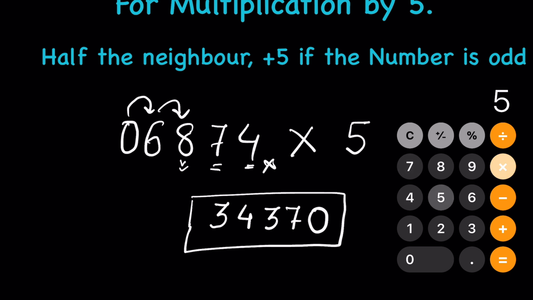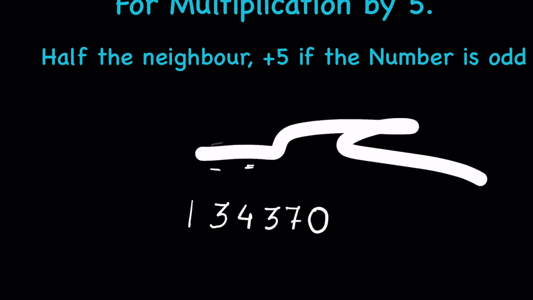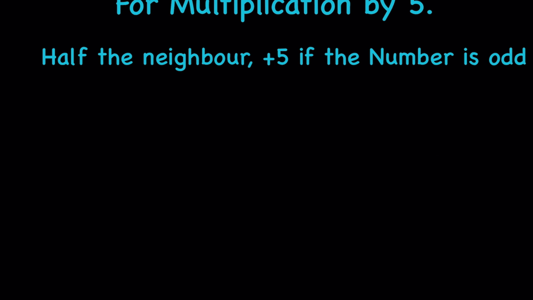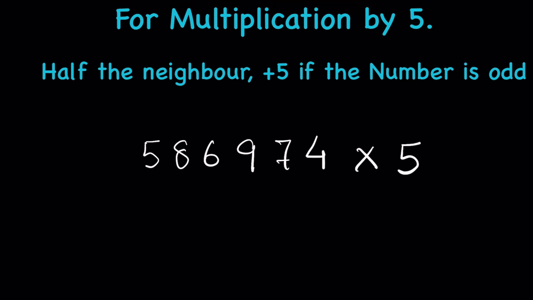6874 times 5 is equal to 34370. The answer is correct. Do you want to check with bigger numbers? Let's do it. Let's take a much bigger number. Let's say 586974. We are taking random numbers here. Multiply it by 5. If you do it with the traditional method, you will take more than 5 minutes. But here, if you master this method, it's a matter of a few seconds.